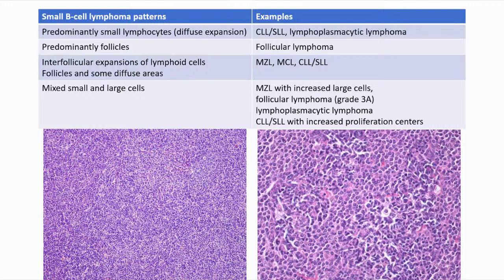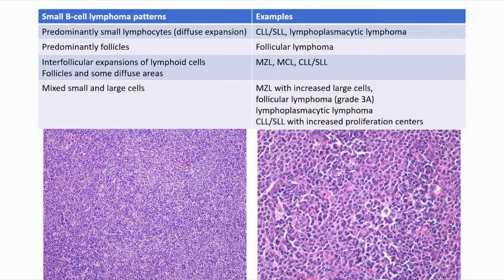Or a mix, as we saw in the first example I showed you. You have some follicles, maybe some follicles in diffuse areas, interfollicular expansions of lymphoid cells. These are maybe the most common thing that you'd see, and you can see that with a marginal zone, with variable involvement by mantle cell, and also depending how the CLL, SLL may distribute in the node. So you could see that in a variety of small B-cell lymphomas.